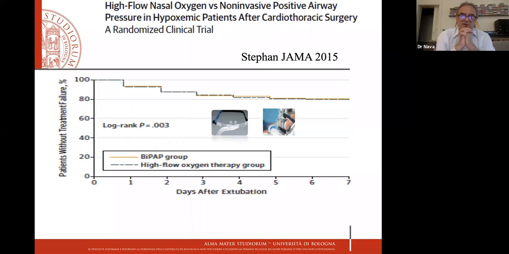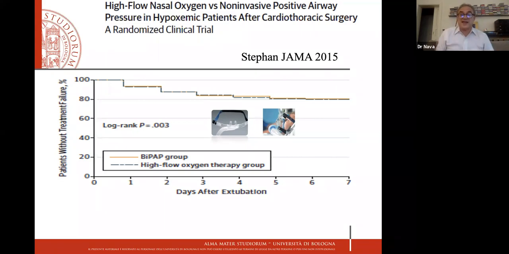That trial was a non-inferiority, randomized controlled trial. As you can see here, no difference in the treatment failure, that means reintubation or mortality at day 7 after extubation, comparing the two devices. However, you may claim that high flow is a sort of respiratory support.